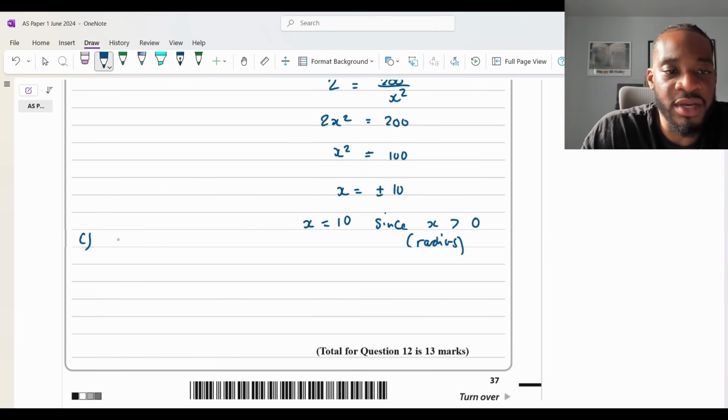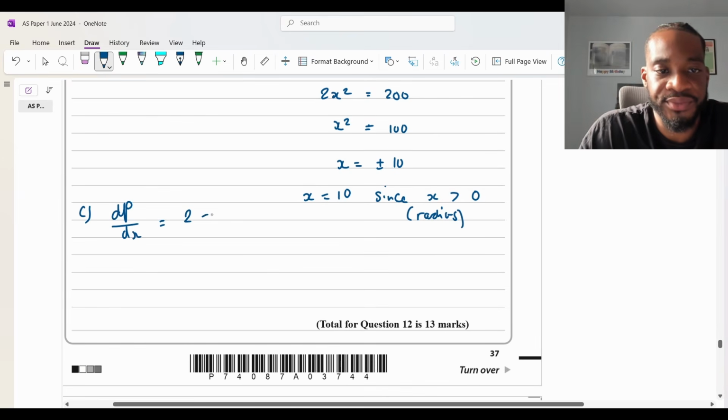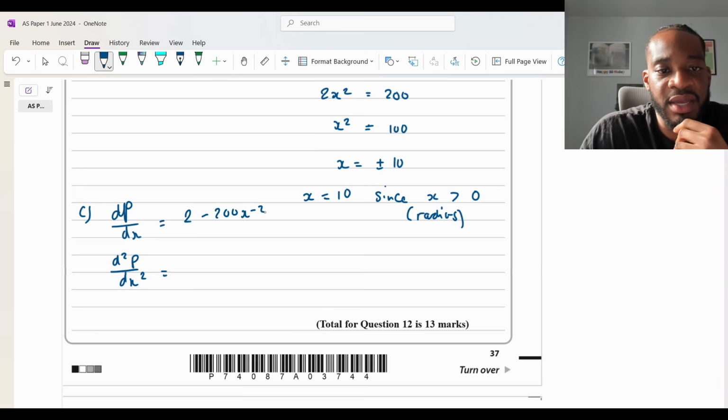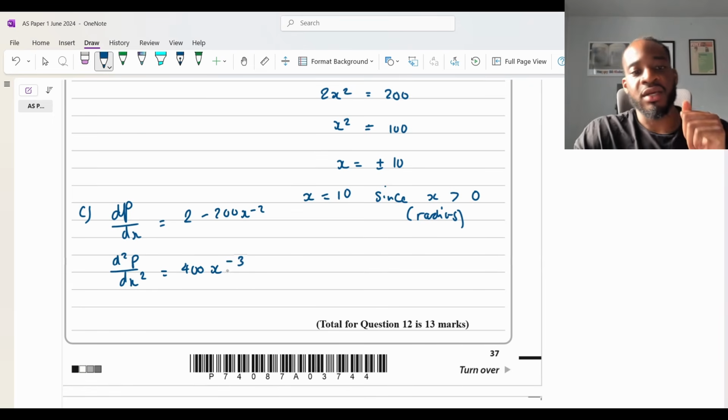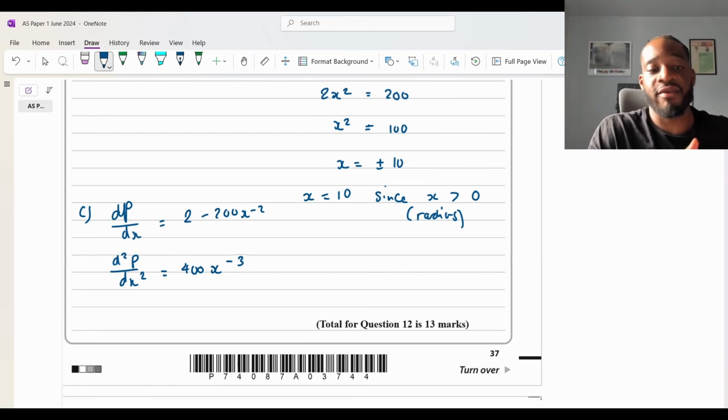So what you're going to do now is, let me write dp/dx again. dp/dx was 2 minus 200x to the negative 2. I'm going to differentiate this again. So d squared p over dx squared gives us, the 2 will disappear. The minus 2 drops to the front with the negative 200. It's going to be positive 400x to the negative 3.